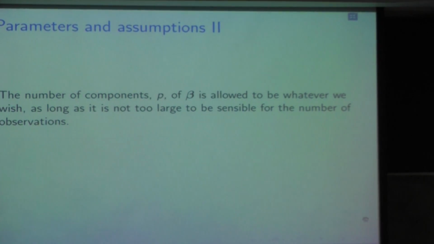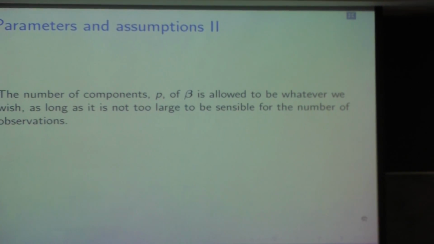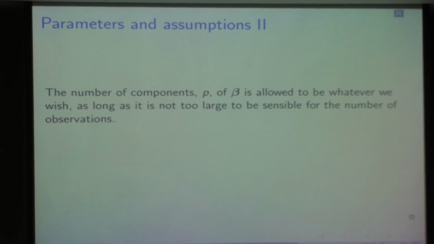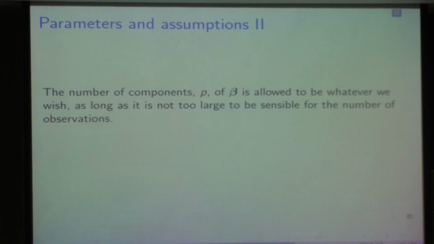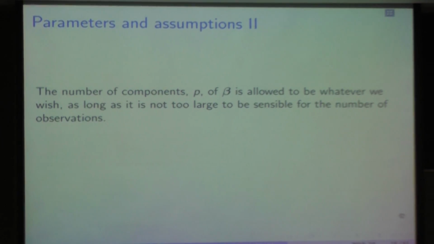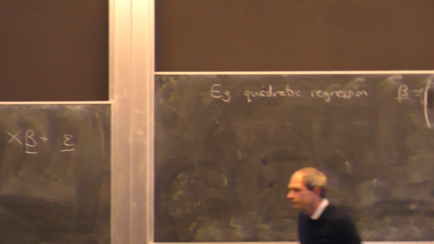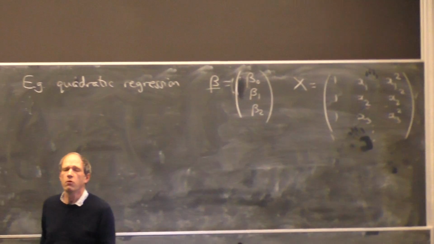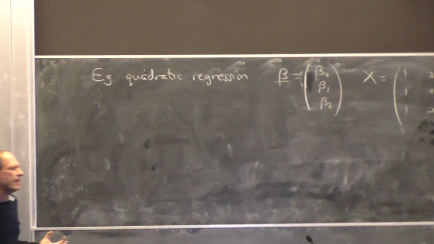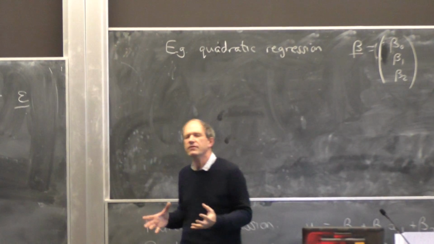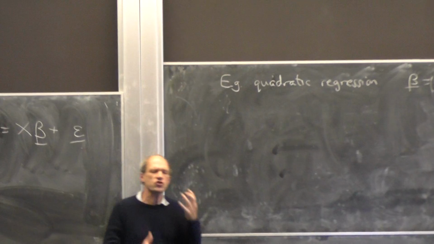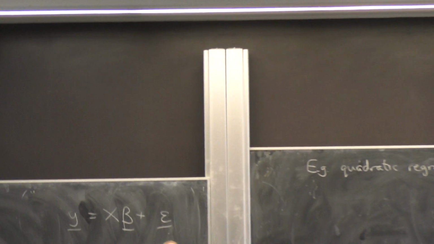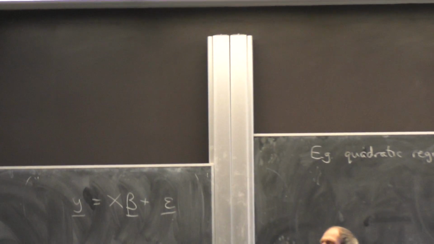Okay, so some facts about the way that we think about the model. So firstly, p here, the number of parameters that we're going to try to estimate, which corresponds to the height of this vector and the width of the x matrix. This can be anything we like. So we could have lots of parameters that we want to try to estimate. The only warning here is that you have to think about how many observations you've got. So it certainly doesn't make sense to try and fit more parameters than you have observations. That's never going to work.